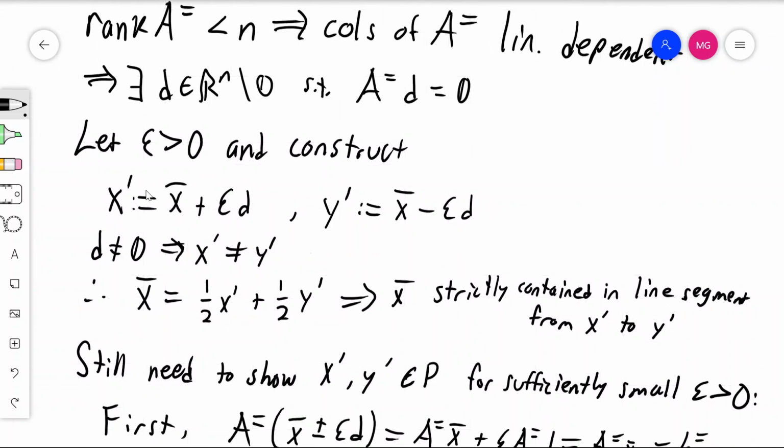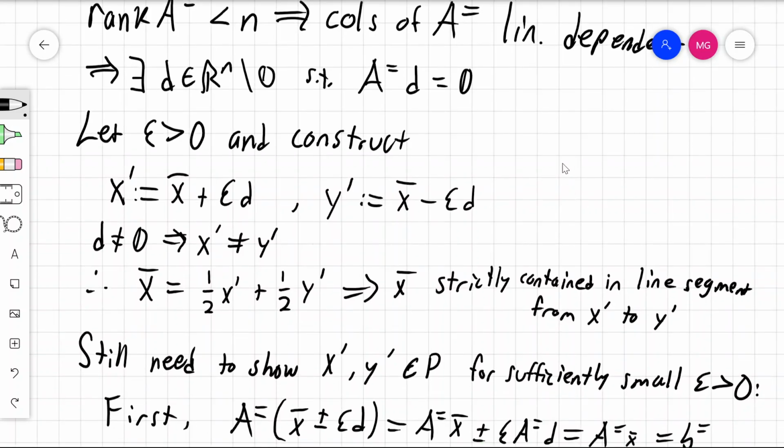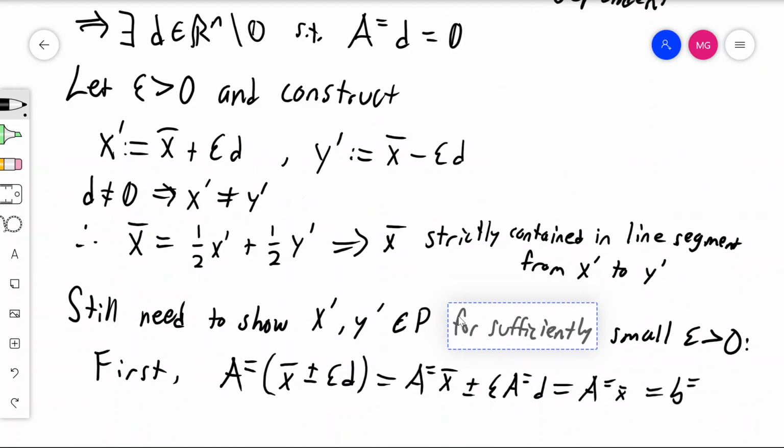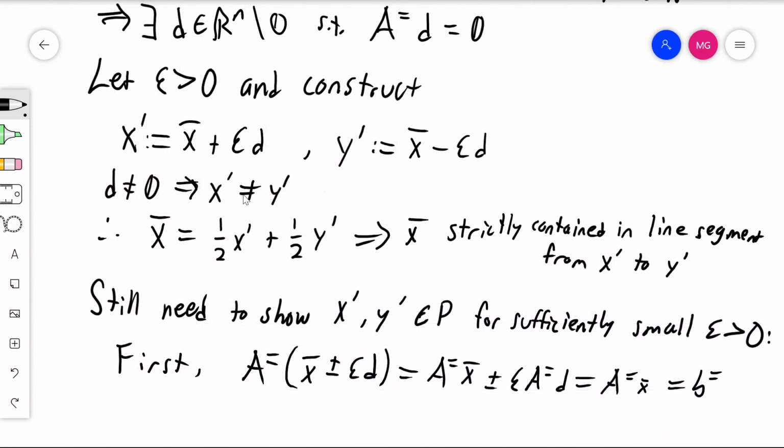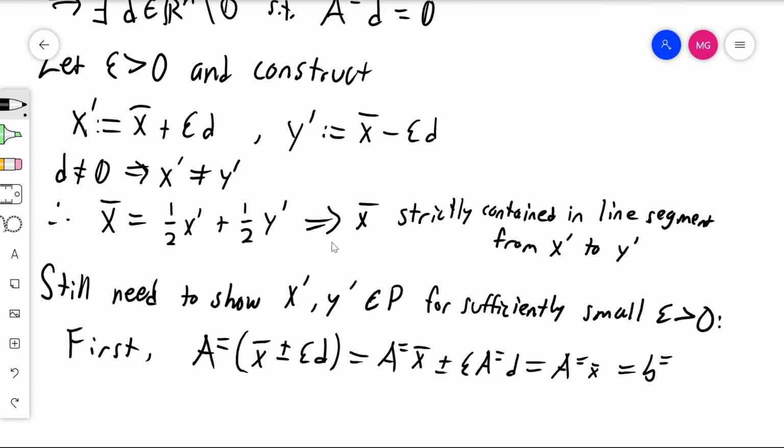Okay, and so the idea is that this choice of x prime and y prime will demonstrate that x bar lies strictly between these two points, x prime and y prime, and that will show that x bar is not extreme. That's what we want to show. And at a glance, it seems like it's automatic because x bar is 1/2 x prime plus 1/2 y prime, right? That's just straightforward. You can just calculate that. So why is that not showing the result?